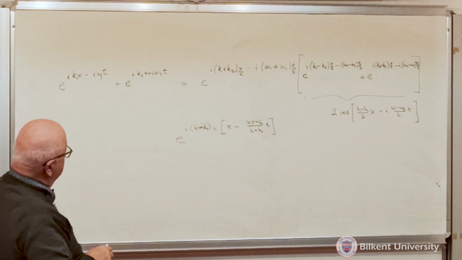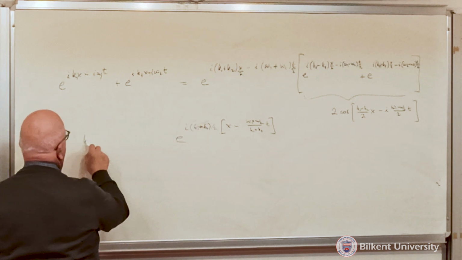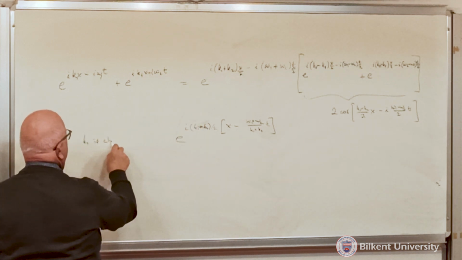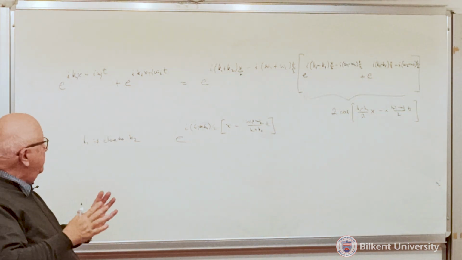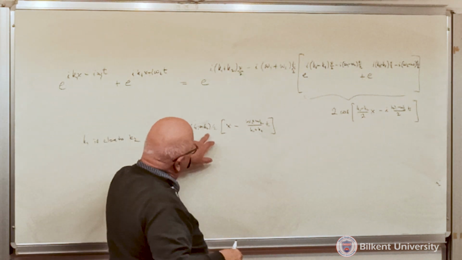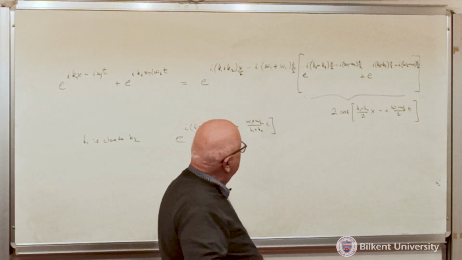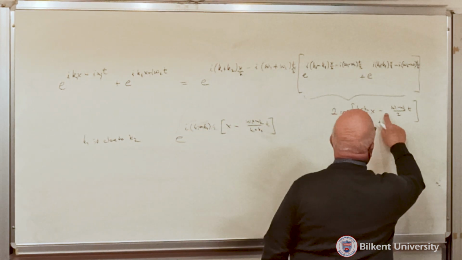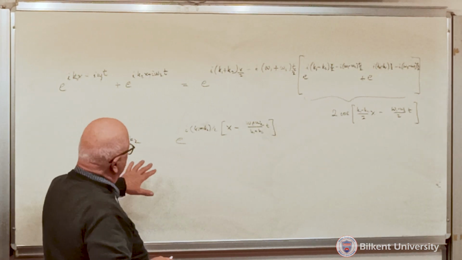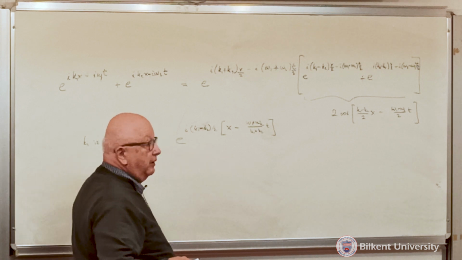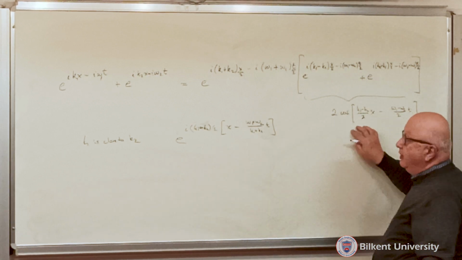So if you just assume that k1 is close to k2, so k1 plus k2 is approximately 2k. Also, for the cosine there is no i. Okay, so this is going to be the form of the wave which was being multiplied by this wave.